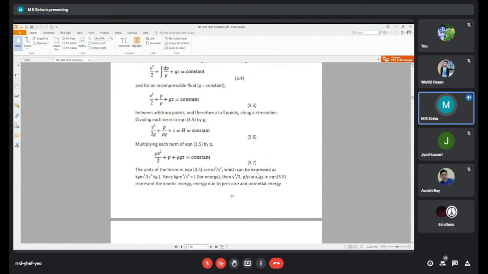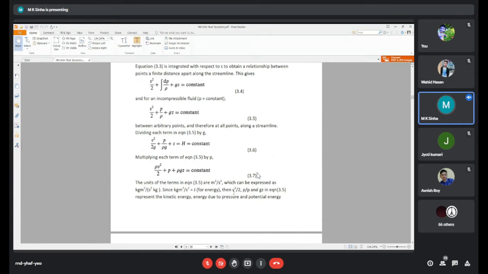and rho v squared by 2 plus p plus rho gz is constant. See, all these are the equations for Bernoulli's equation. So see here, rho v squared by 2 plus p, where p is the pressure, and the unit of rho g z is here written.